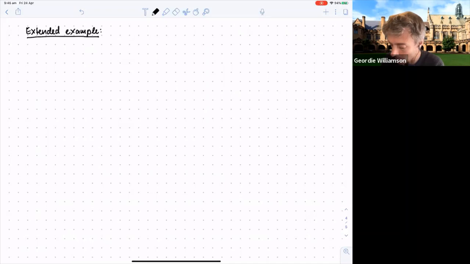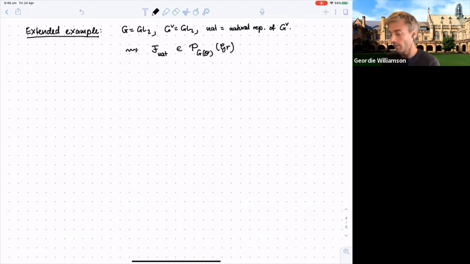Which is, if we consider that, we take G equals GL2. So G check is GL2. And I take nat to be the natural representation. And now I consider F nat inside this Satake category. So this is the sheaf that corresponds to the natural representation of GL2. And we describe Z of F nat.